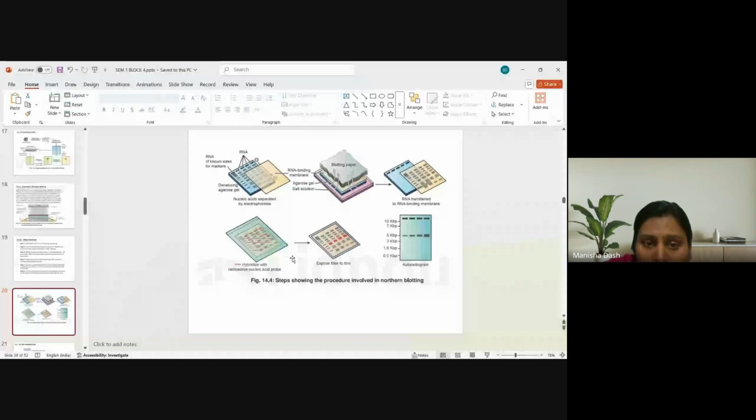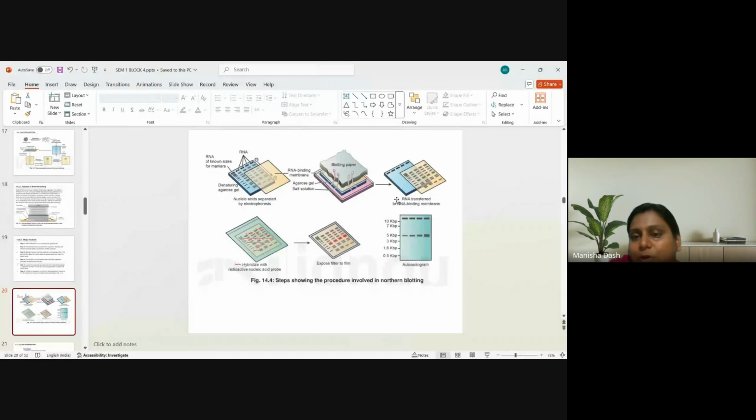And this is the denatured agar gel. Then this is the RNA binding membrane, this is the agar gel solution, and you are using the blotting paper to transfer the RNA from the gel to the paper.